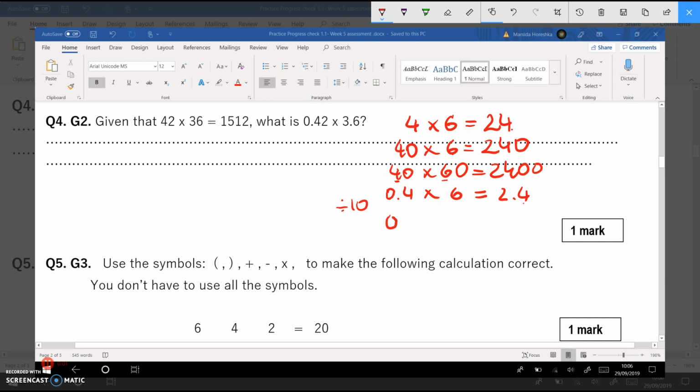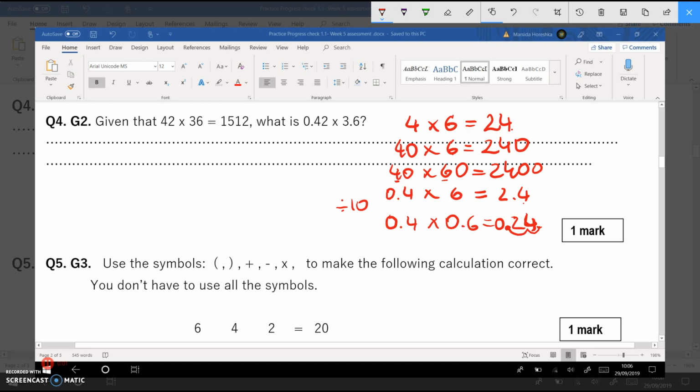Now, if I have 0.4 times 0.6, what I've done to the 4 is I've divided it by 10, and to the 6 I've divided by 10. So twice this has been divided by 10. So to the answer, which was 24, I'll divide twice by 10. Initially the decimal point was there, so 1, 2 places, so the decimal point will be here now. So 0.24 is the answer.